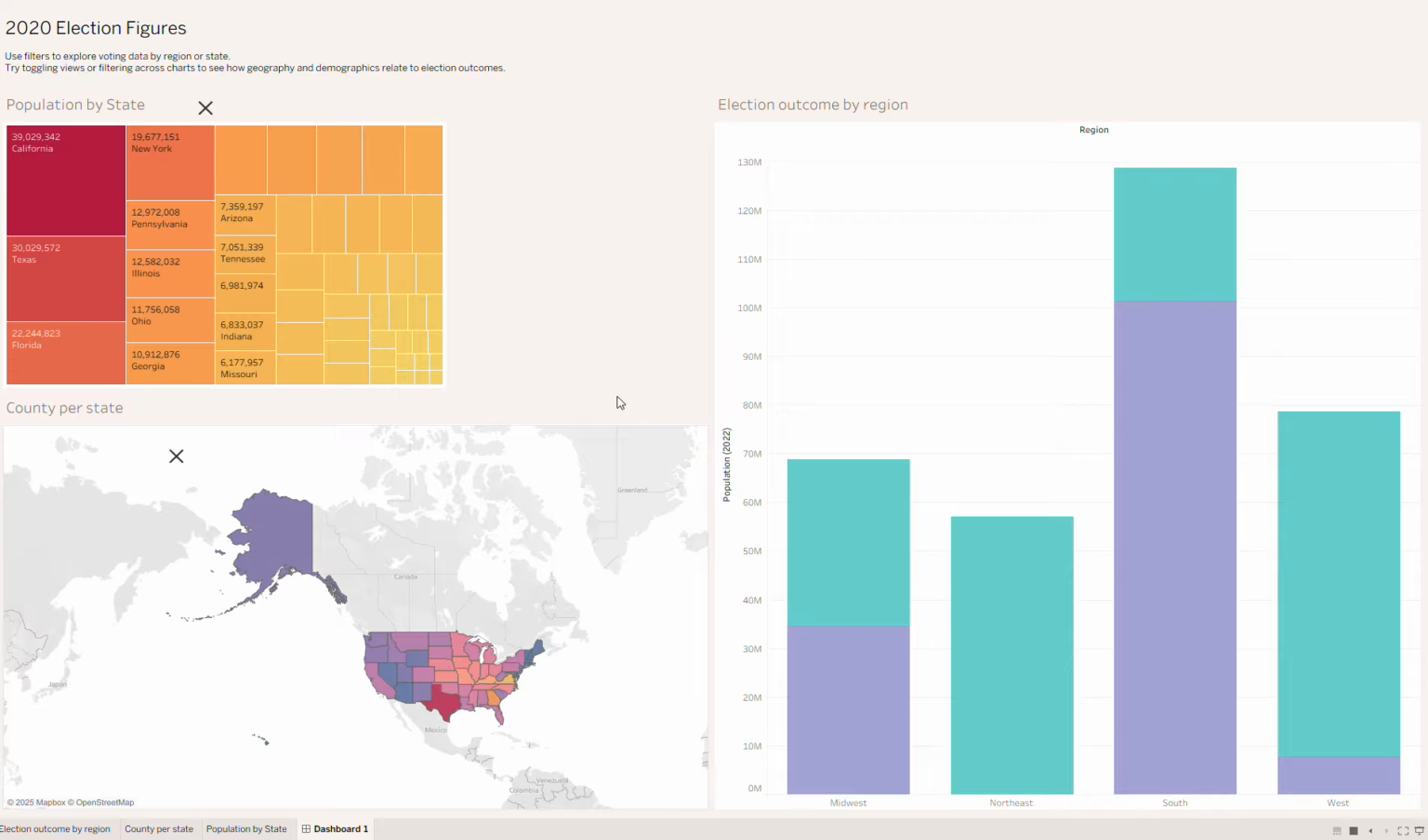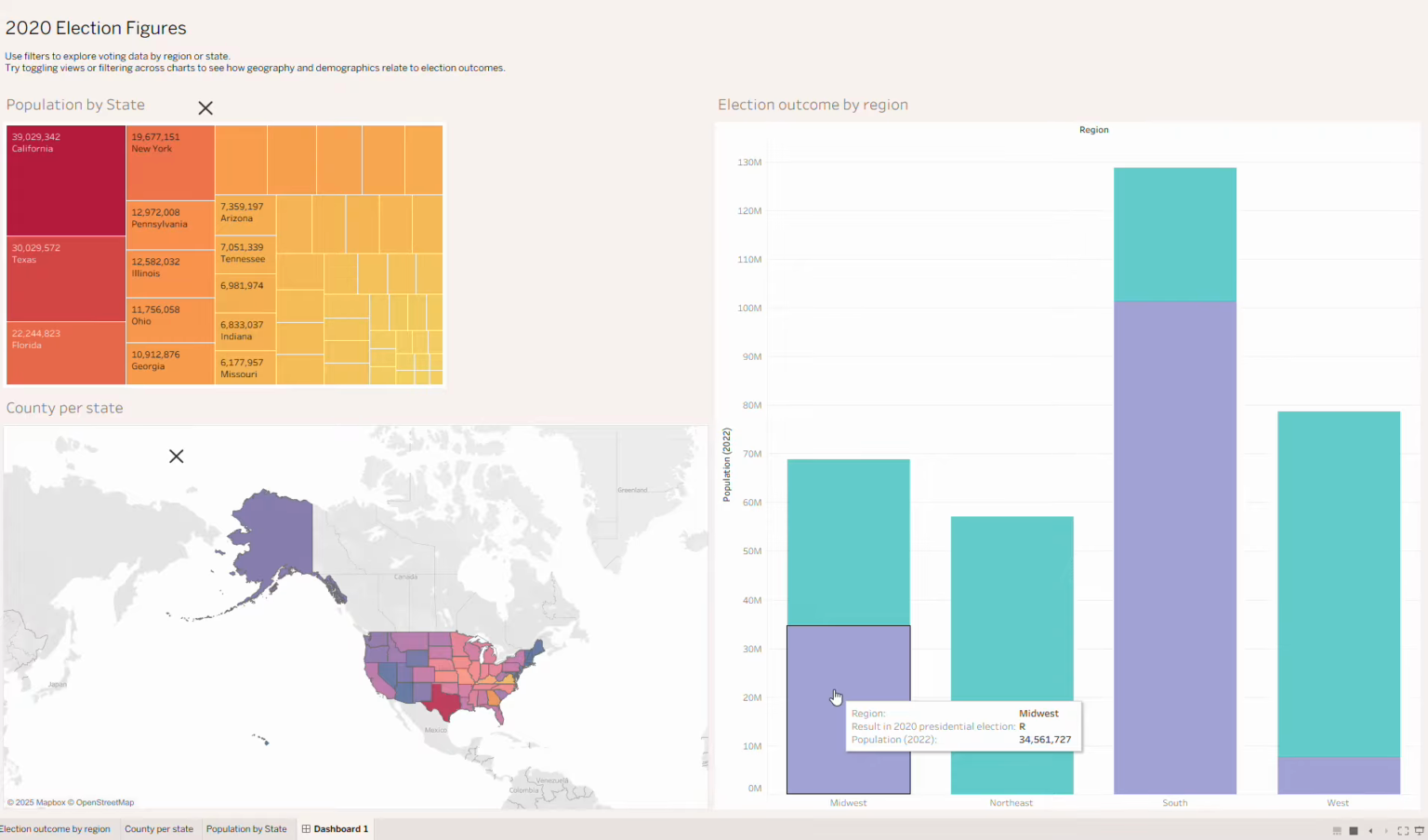Now we're going to take a look at the 3 different charts I have here. The first one on the right-hand side is a stacked bar chart comparing Democrat and Republican votes across 4 regions. We have West, South, Northeast, and Midwest. Each bar is split by party affiliation, with the blue being Democrats and the purple being Republican. This allows us to quickly assess regional political leanings.